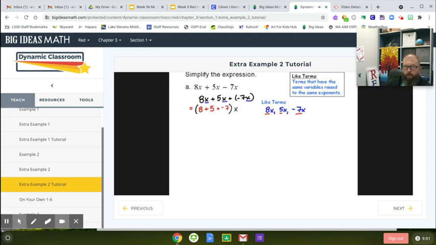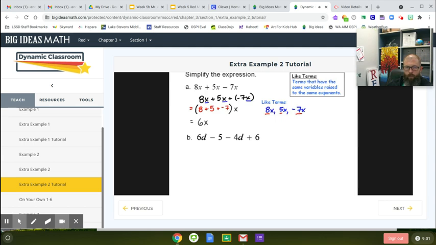Now we can simplify inside the parentheses. 8 plus 5 is 13. 13 plus negative 7 is 6. So you have 6x. The simplified expression for 8x plus 5x minus 7x is 6x. Now let's look at another example.